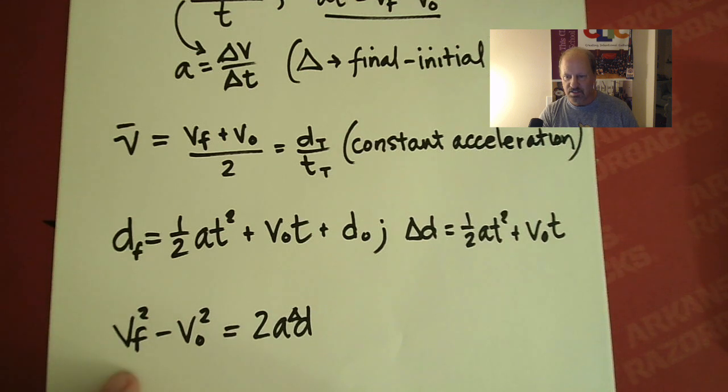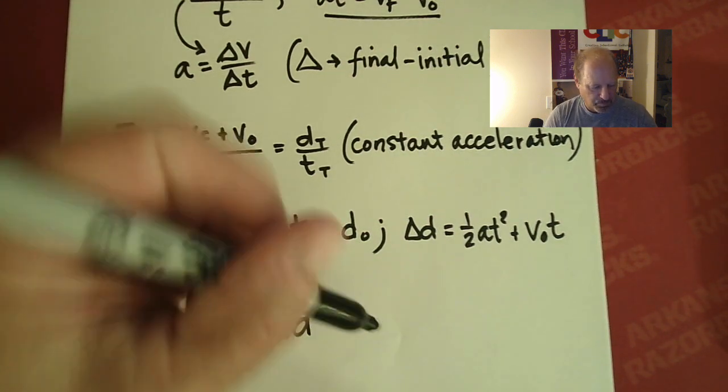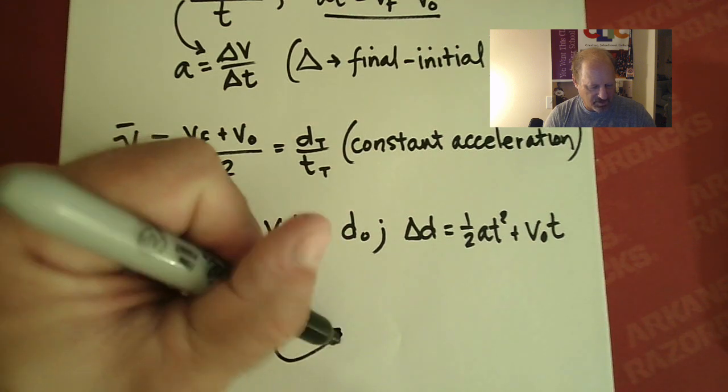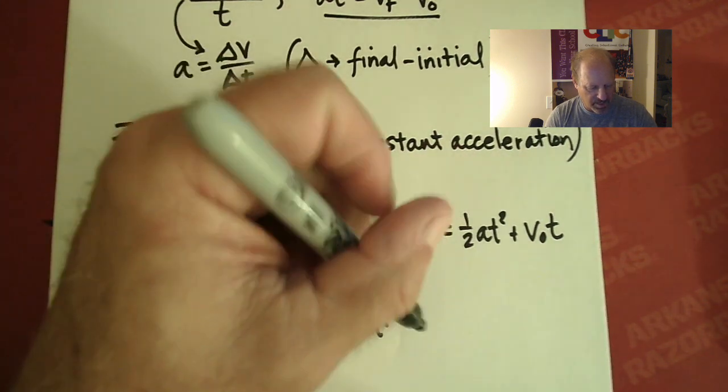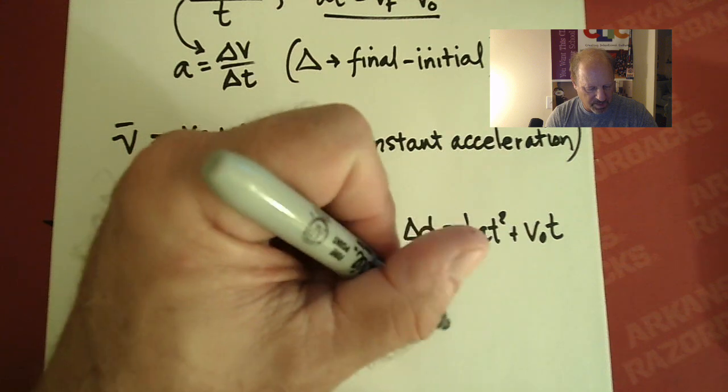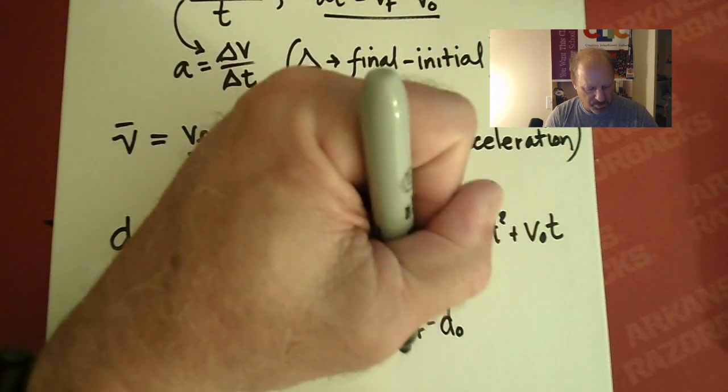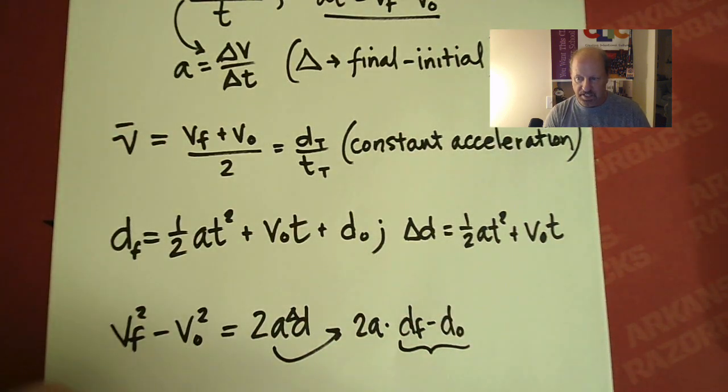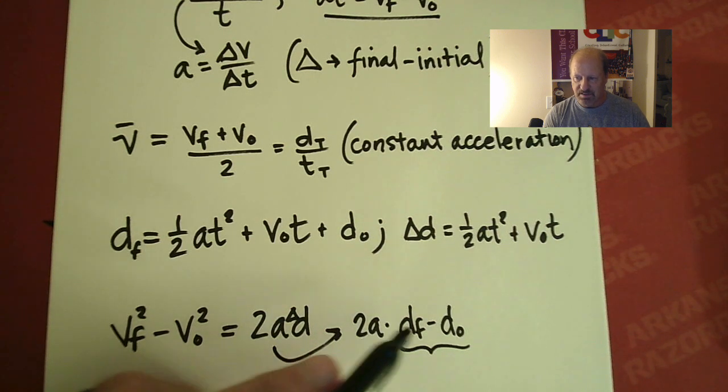And then the last one is v final squared minus v initial squared. So if we're taking a difference in velocities squared, that's equal to 2a delta d. So 2 times the acceleration times the change in distance. Now, I'm going to rewrite this. So we have 2 times the acceleration times d final minus d initial. Now this is important because if, for example, something is falling, then final is going to be less than initial. So we're going to subtract the larger number. So this will actually be negative.